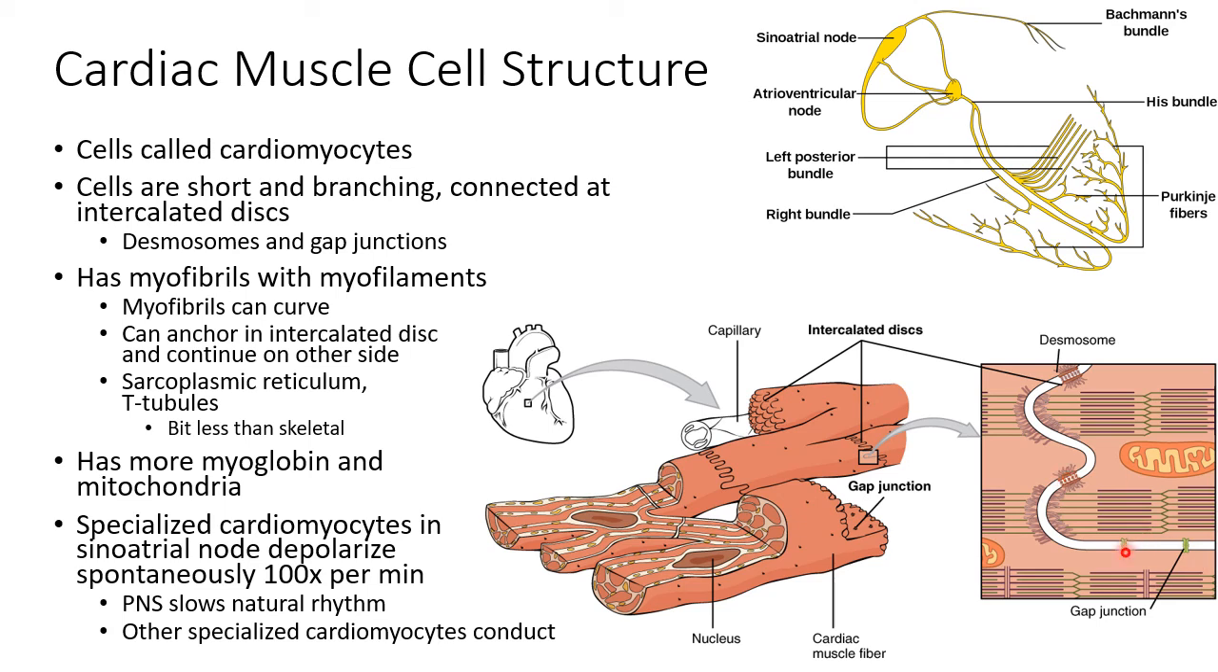The gap junctions are letting ions flow through. So calcium and sodium can move freely from one cell to the next. That means that if you have an action potential in one of these heart muscle cells, it's going to spread to all of them through the gap junctions.